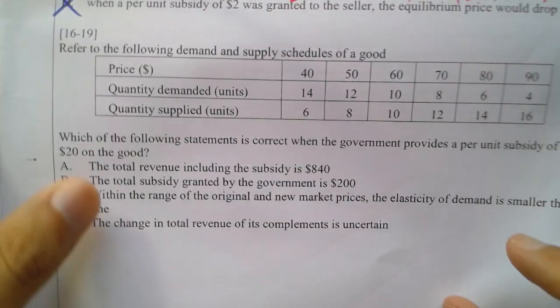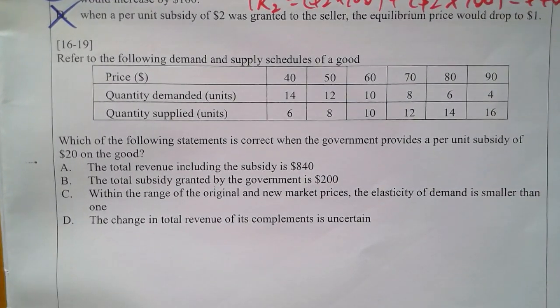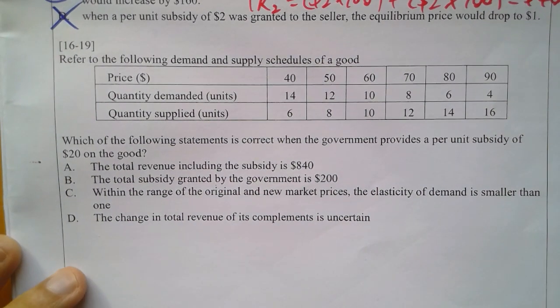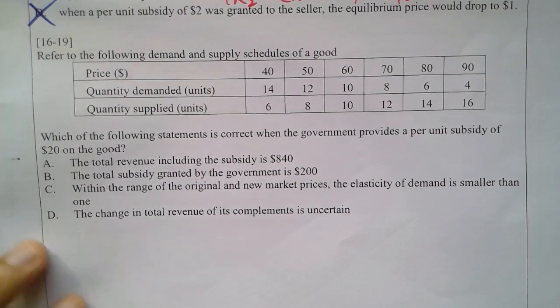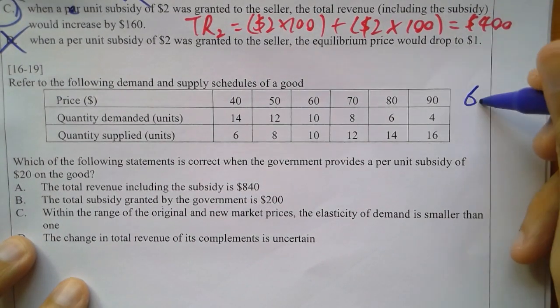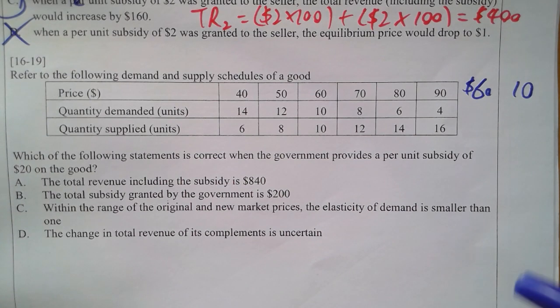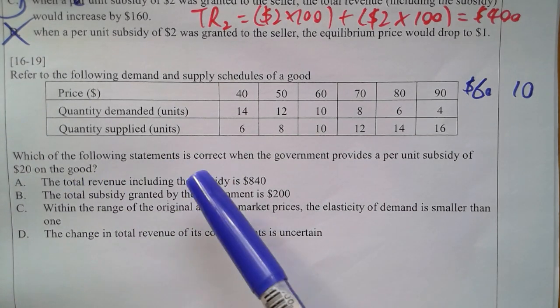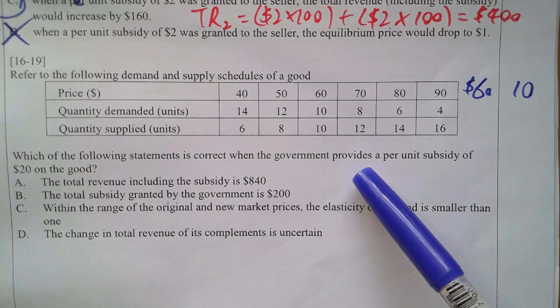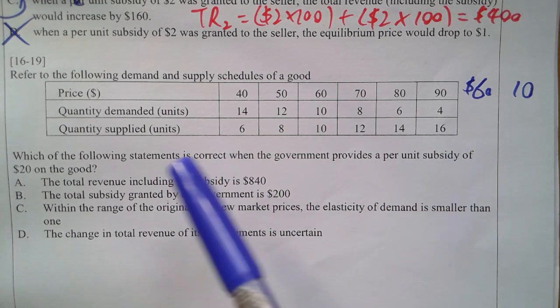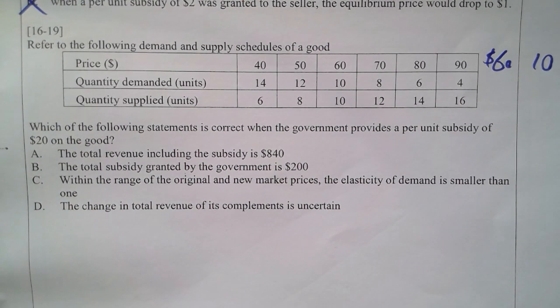We are on to 2016, which should be trouble, right? It should be a bit troublesome. Now, remember, good practice: always write down the original, right? $60, 10 units. Write it down first. Now, which of the following statements is correct? When the government provides a per unit subsidy of $20, wow, that's a lot this time, right?